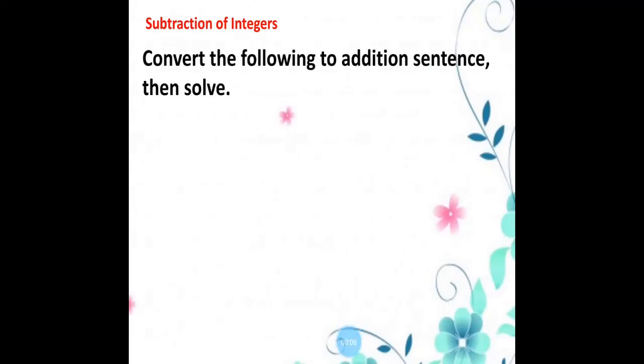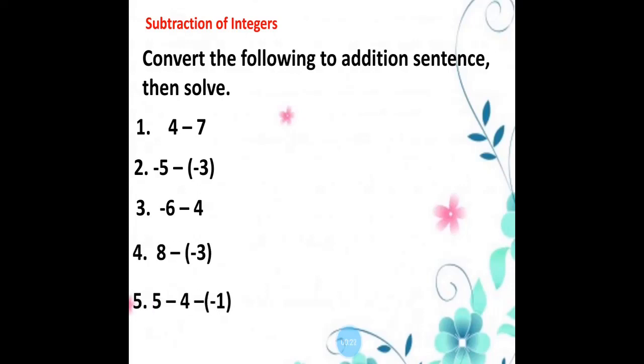Convert the following to addition sentences, then solve. So we have 4 minus 7, negative 5 minus negative 3, negative 6 minus 4, 8 minus negative 3, and 5 minus 4 minus negative 1. So let's convert first to addition sentences.